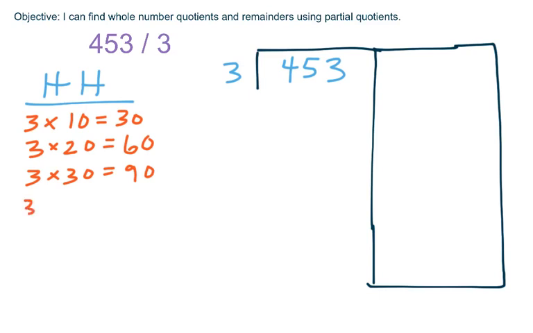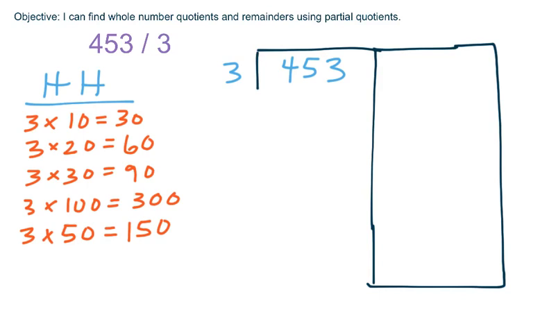Let's try 3 times 100. That's 300. 3 times 200, that's going to give me 600. So I'm not even going to write that one down because I know that that's too big. I can't take a chunk of 600 away. So let me see. Let's do 3 times 50. That's a pretty easy one. 3 times 5 is 15, times 10 is 150. Okay, I'm going to start there.